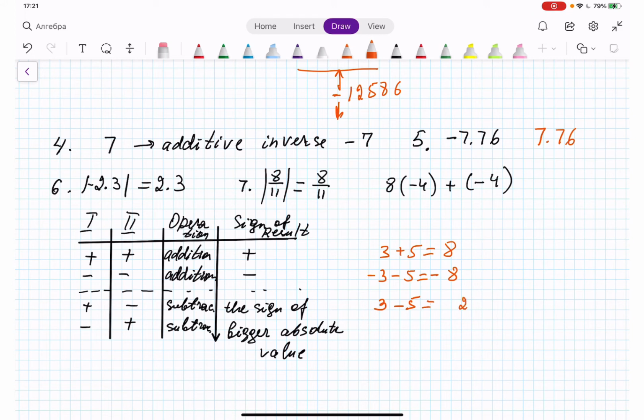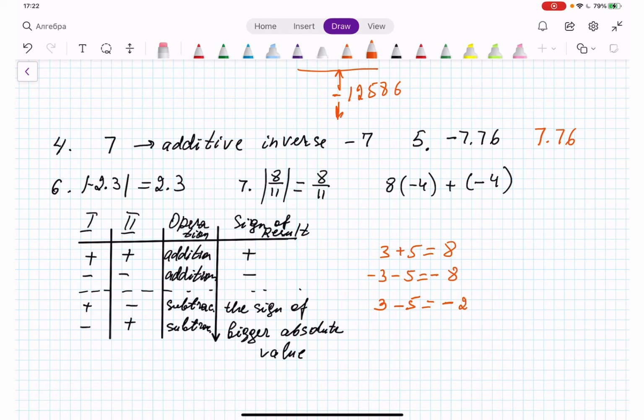And we are using the sign of biggest absolute value. Why are we talking absolute value? That means you drop negative for this 5 and you take 3 and 5. 5 is bigger number, right, than 3. And then you use the sign of that 5. It's negative. 5 is negative, then 2 is going to be negative.